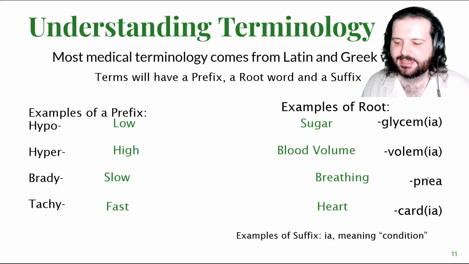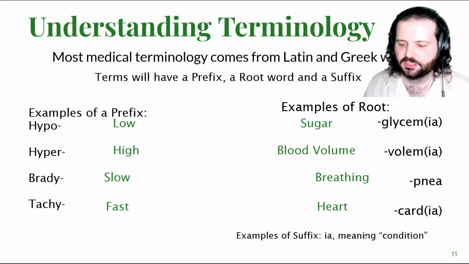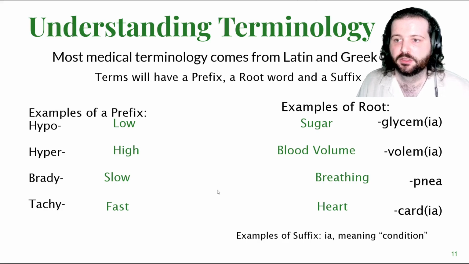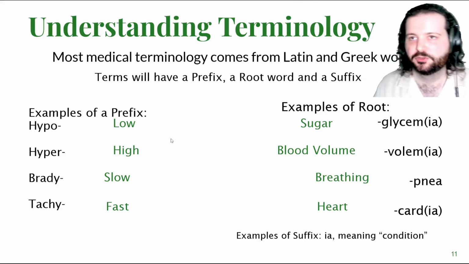Now, the ia at the end here, that's just an add-on that basically means a condition. So that's how we get a condition of low blood sugar, a condition of high blood volume. Pnea doesn't have one of those. It's just the A at the end, meaning breathing, right? And then cardia, again, it's a condition of a fast heart. So this is how all medical terminology works.